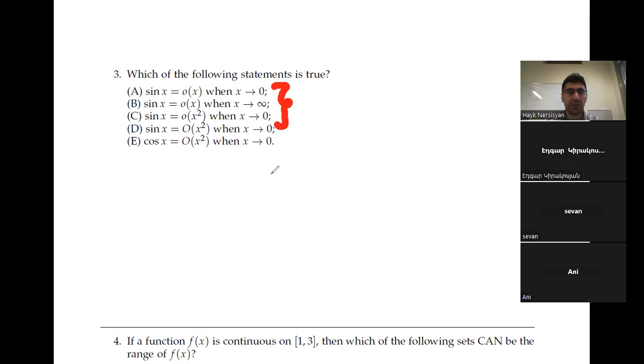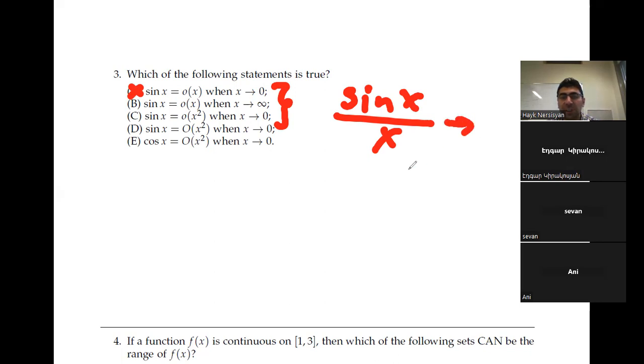For this 3, we have to consider sinus x divided by x. When x tends to 0, sinus x over x goes to 1. When x goes to infinity, what is the limit of this expression, guys? 0. It's 0. So we have the correct answer, B.